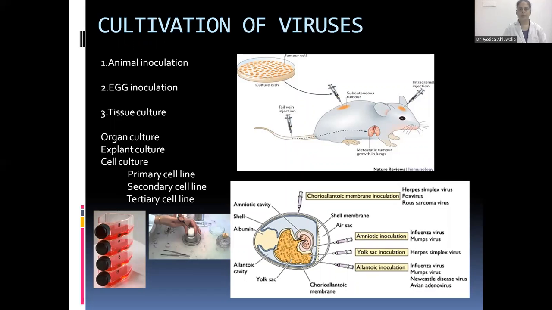How do we cultivate the viruses, or how are the viruses grown? Either by animal inoculation, egg inoculation, and tissue culture. In animal inoculation, it can be done via intracranial, intracerebral, or subcutaneous routes. But the problem is it is inconvenient and expensive, not a defined system, and animals can harbor latent viruses. It leads to generation of escape mutants.